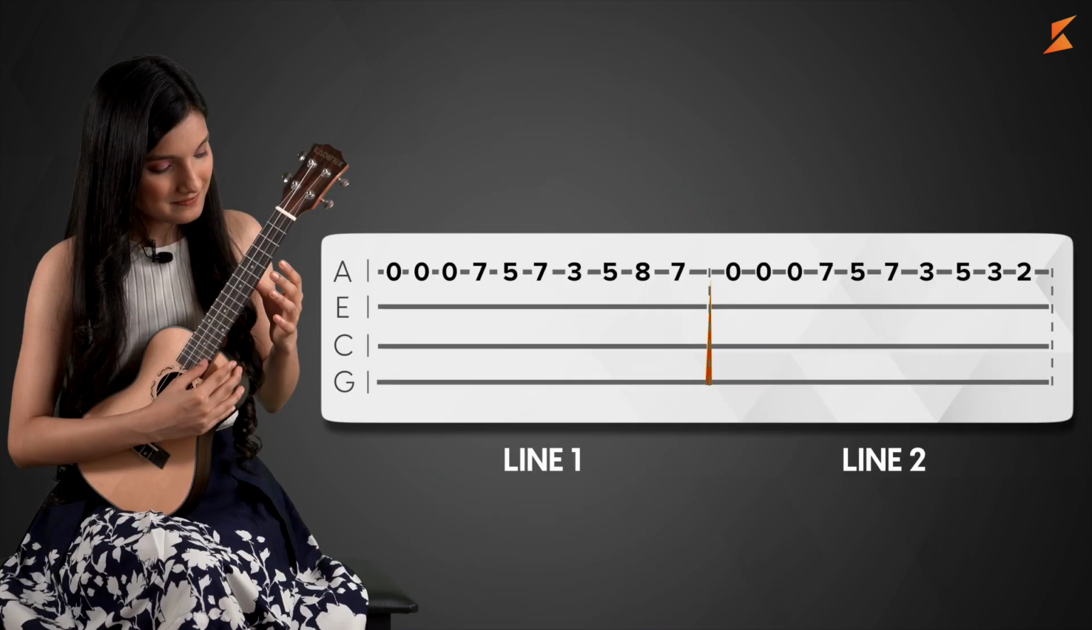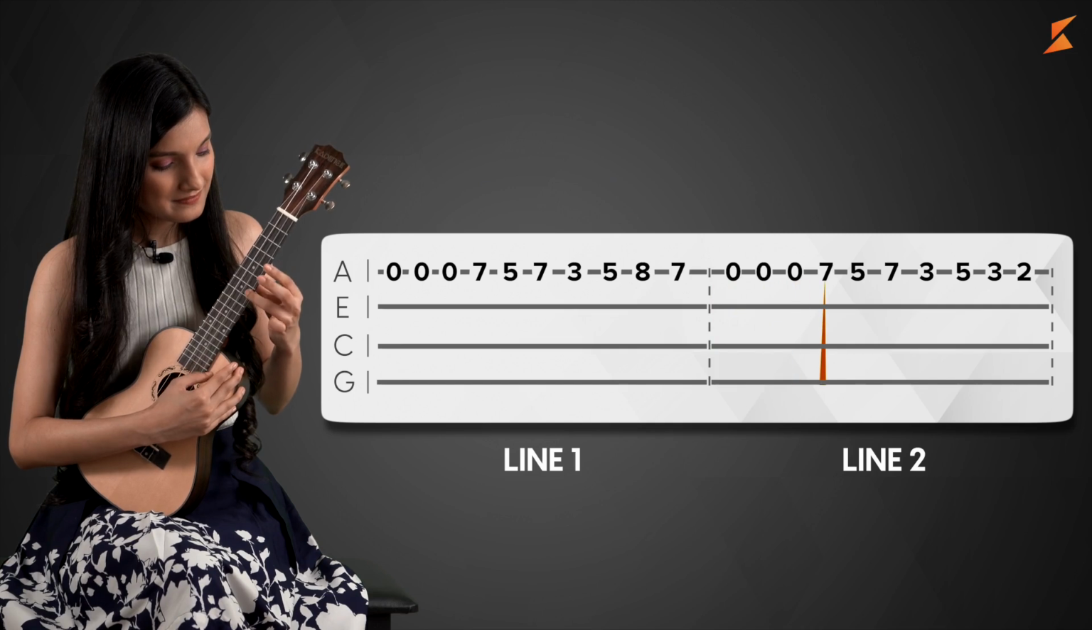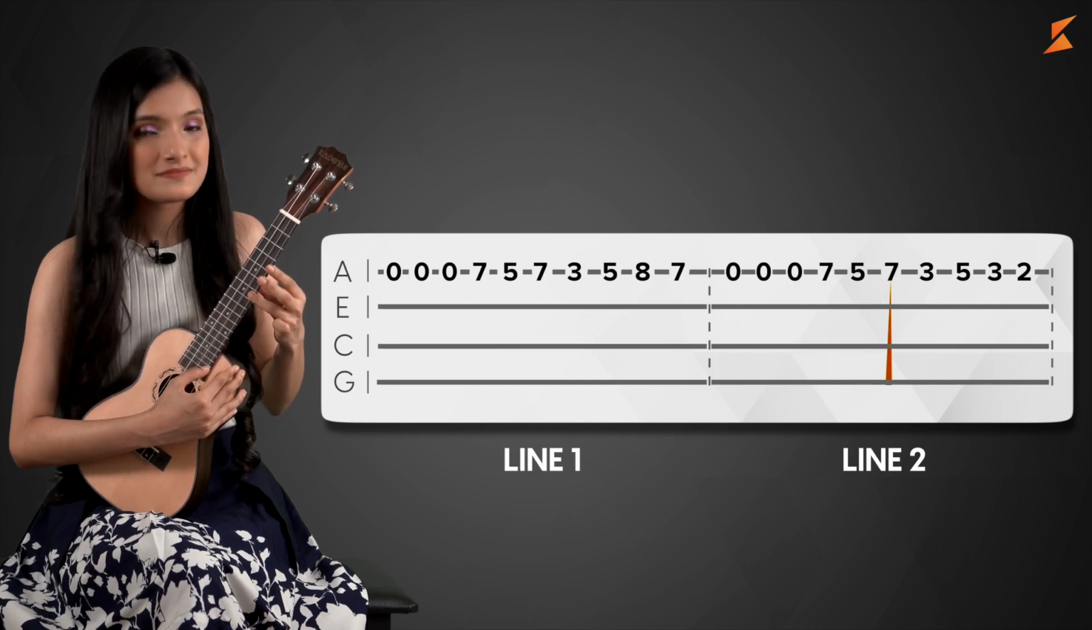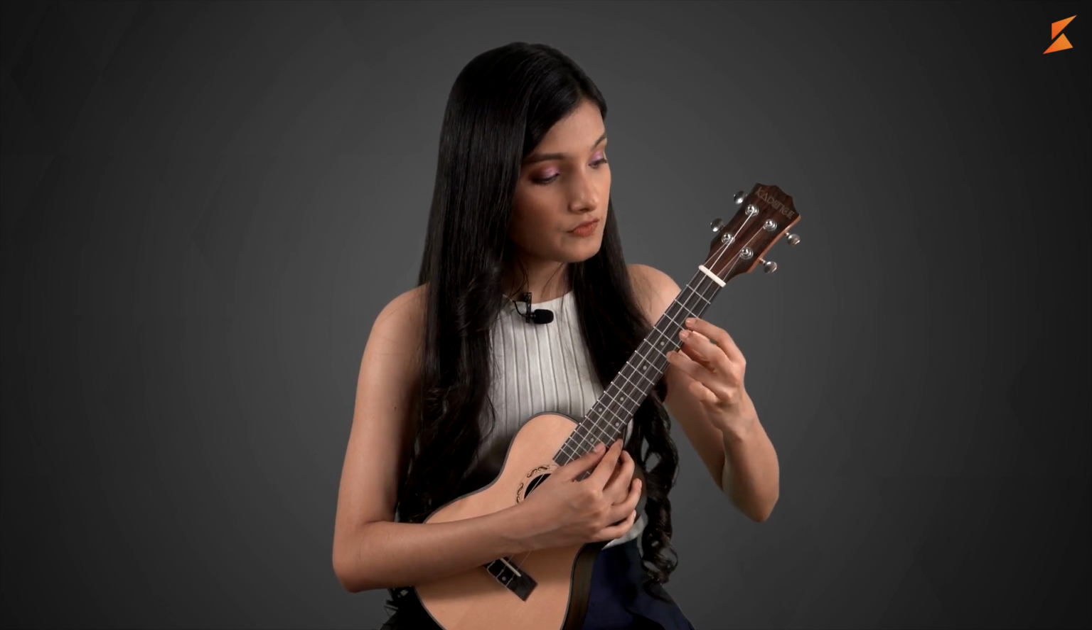The first six notes of the second line are the same as the first six notes of the first line. You play the open A string thrice and then you play the 7th, 5th, 7th note or fret of the same string. It sounds like this. After this, we play the same string, but we play the 3rd, 5th, 3rd, and then the 2nd fret. Let's play this to understand the sound.